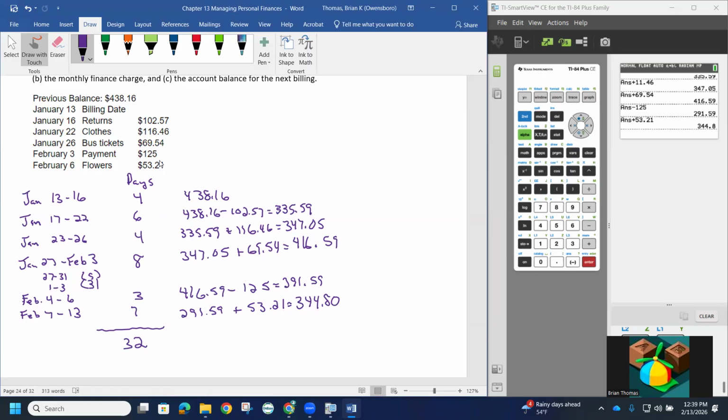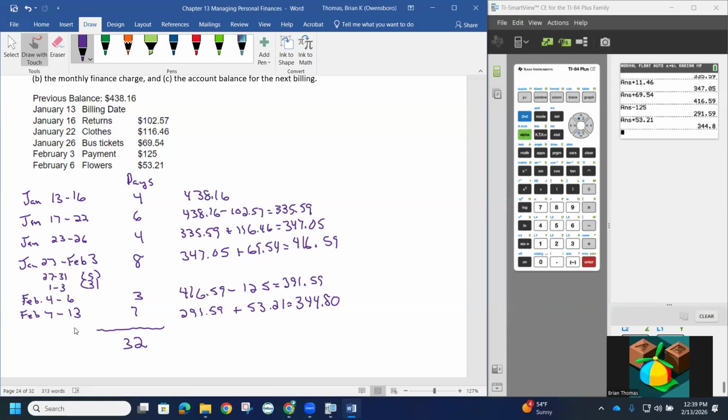But also on February 3rd, we make a payment. So that means our credit card bill goes down. Starting on the 4th, the 416.59 gets dropped down by $125. So now we're at 291.59. But then on February 6th, we buy some stuff again. Starting on the 7th, our bill changes again. So 291.59 plus the 53.21 gives us this $344.80. That becomes our ending balance all the way up to February 13th.